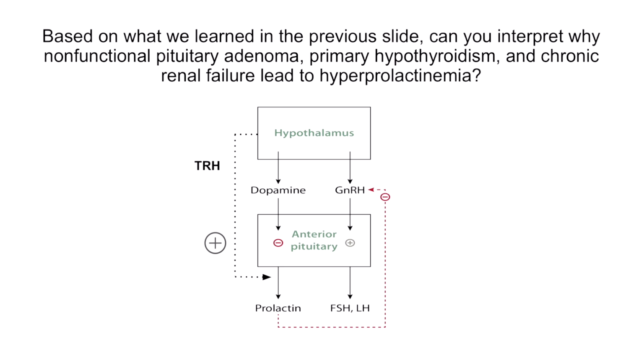Alright, let's try a question. Based on what we learned in the previous slide, can you interpret why non-functional pituitary adenoma, primary hypothyroidism, and chronic renal failure lead to hyperprolactinemia? First, non-functional pituitary adenomas can compress and disrupt the dopaminergic inhibitory pathway. This in turn leads to hyperprolactinemia. Primary hypothyroidism causes TSH and TRH elevation. So elevated TRH leads to stimulation of prolactin secretion and thus hyperprolactinemia. Finally, chronic renal failure causes decreased clearance of prolactin, which also leads to hyperprolactinemia.